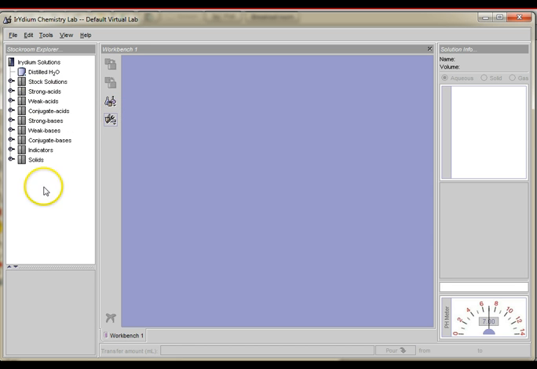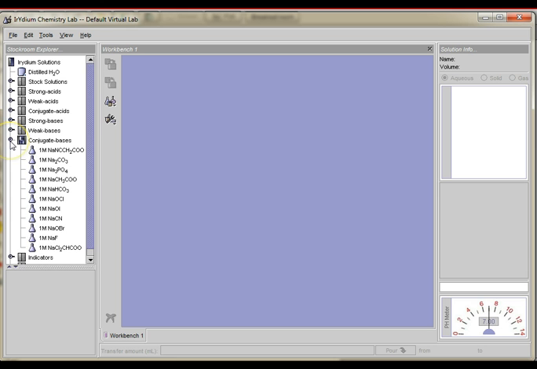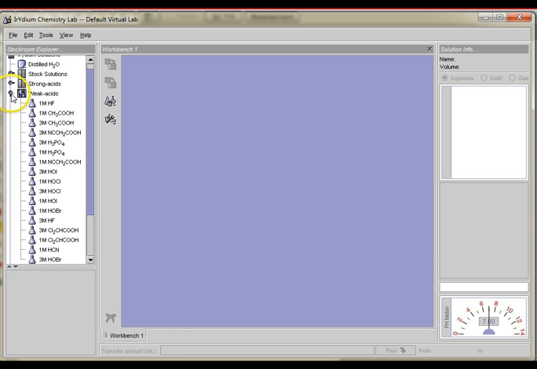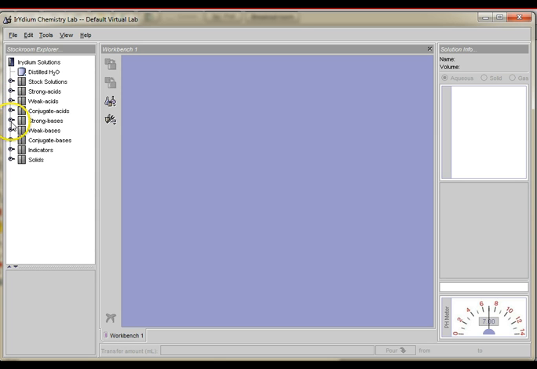So you've got a bunch of things. You can take different chemicals, you can take water. You also have a bunch of different indicators here. If you click on the cabinets, these are cabinets, you can get different indicators, solids, conjugate bases, weak acids. You can also take strong acids and strong bases. So you can take different things from these cabinets, pretty much all the chemicals that you find in a general chemistry lab.